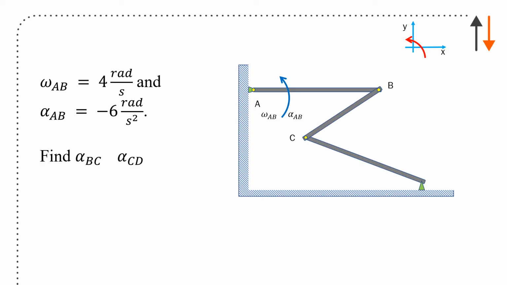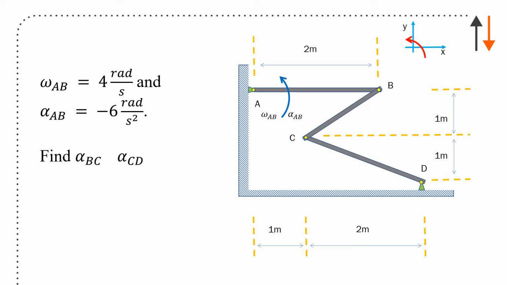So we have here a 3-bar linkage, and that linkage consists of link AB, link BC, and link CD. You're given a set of distances: A to C of 1 meter, C to D of 2 meters, D to C of 1 meter, and C to B of 1 meter. As well, the link AB has a length of 2 meters.